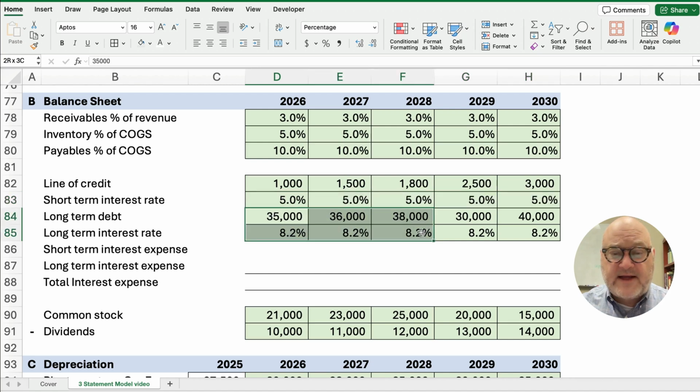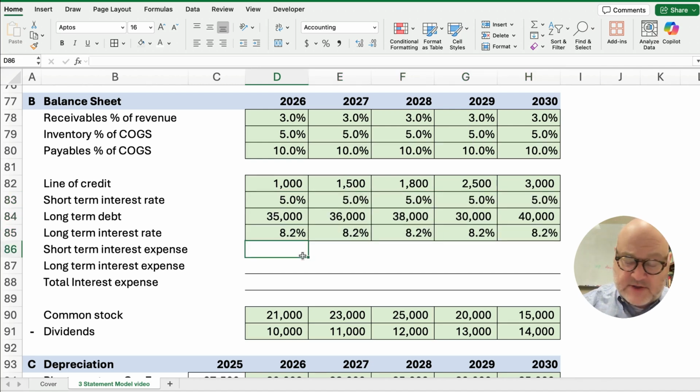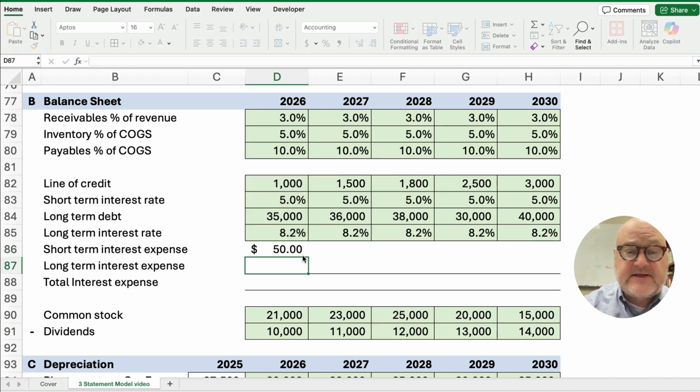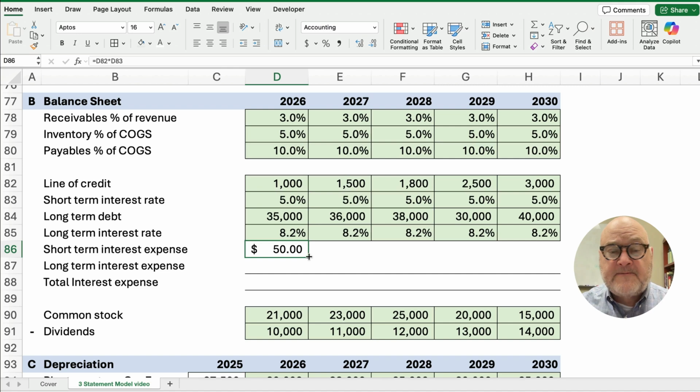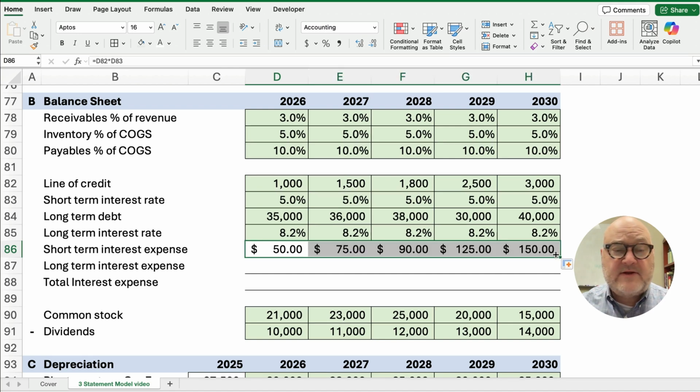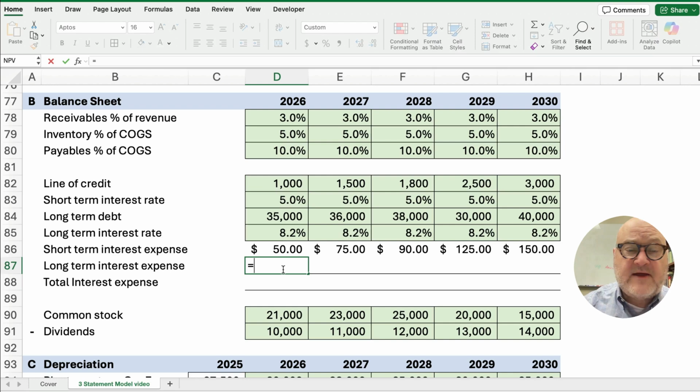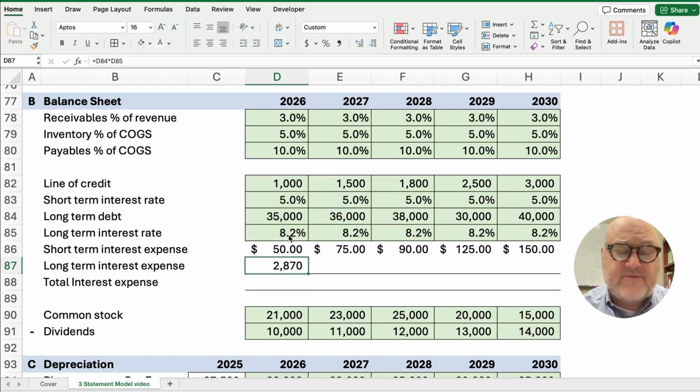And then we have long-term debt. All right, so what would be the short-term interest? Well, 1,000 times 5% is $50. And then all the way across is going to be the short-term interest. We're going to do the same thing for the long-term debt. We're planning to borrow $35,000. Let's say it's in thousands, so 35 million, 36 million, 38 million, so on. So it's going to be 35 times 8.2%. I got tired of using 7%, 8%, so I did 8.2. And then all the way across.